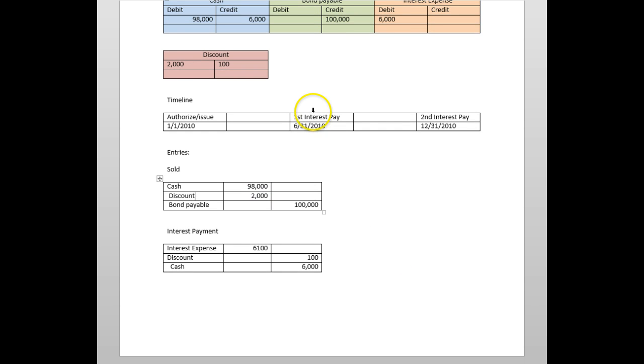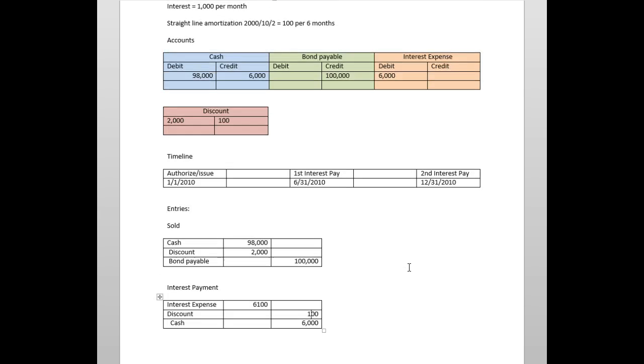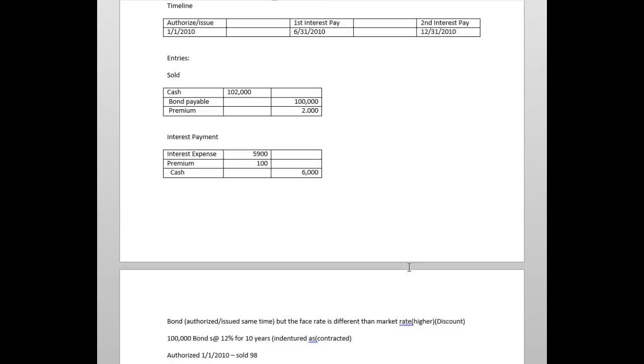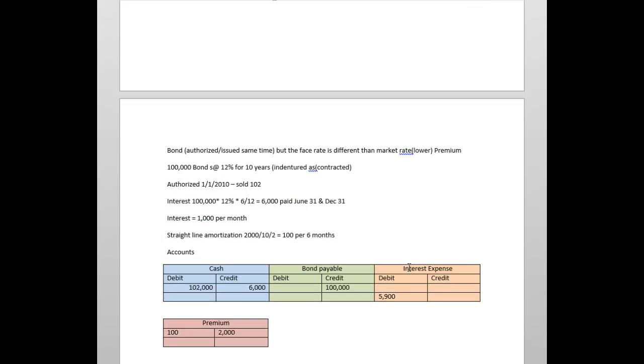So now it comes time to pay this payment. Well, I'm going to pay him $6,000, right? I've got to amortize that discount just like the premium for $100, so that becomes a credit, and it will drop this one down. My interest expense is now $6,100. See how that's allocating out that additional discount across the length of the bond?